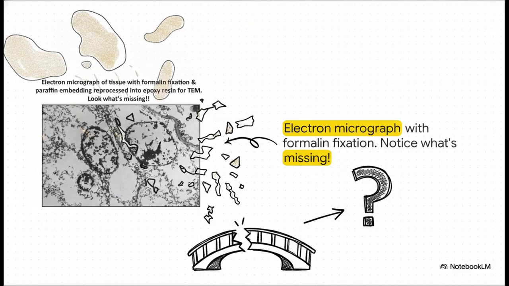Look what happens to an electron micrograph when the tissue is only fixed with standard formalin and paraffin. It's an absolute disaster. Crucial cellular components, especially lipids and fine protein structures, have simply washed away during processing. We are left with these gaping holes and degraded nuclei. You are literally missing half the story.